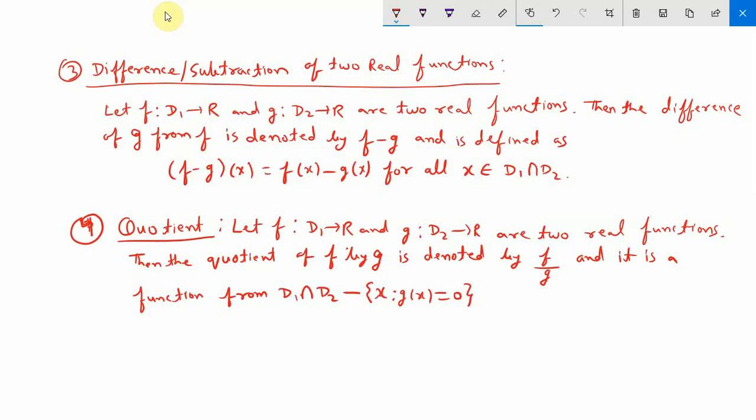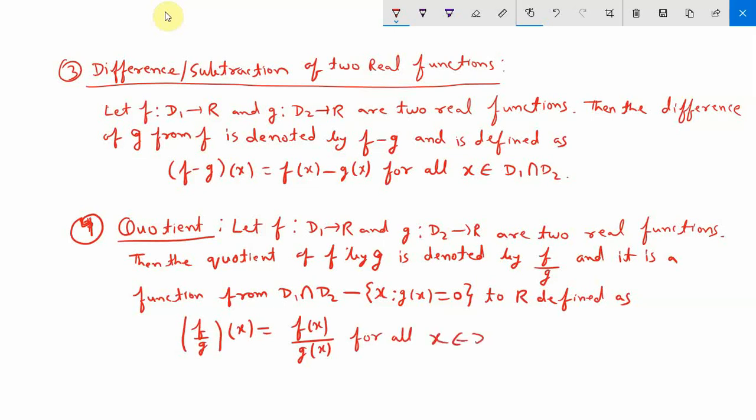So all those x which make g(x) equal to 0 shall be excluded from the domain of f by g, and the range will be R, defined as (f by g)(x) equal to f(x) by g(x) for all x, an element of D1 intersection D2 minus the x such that g(x) equals 0.